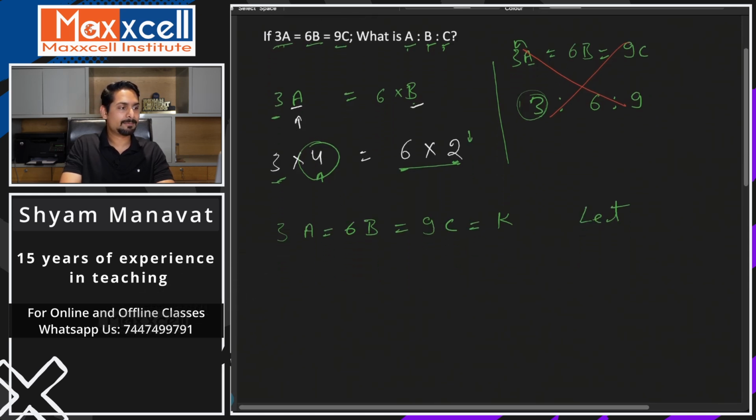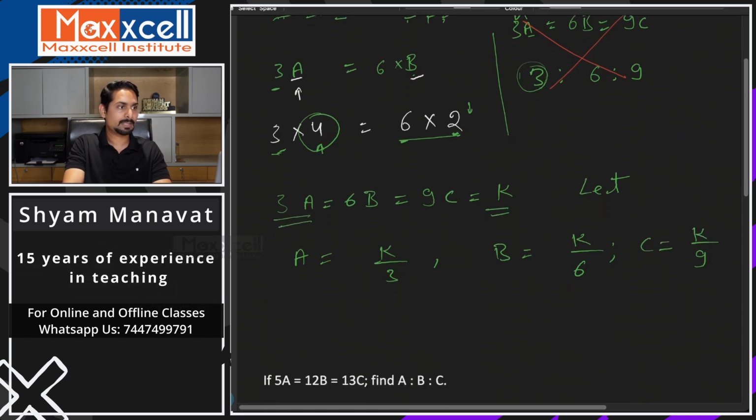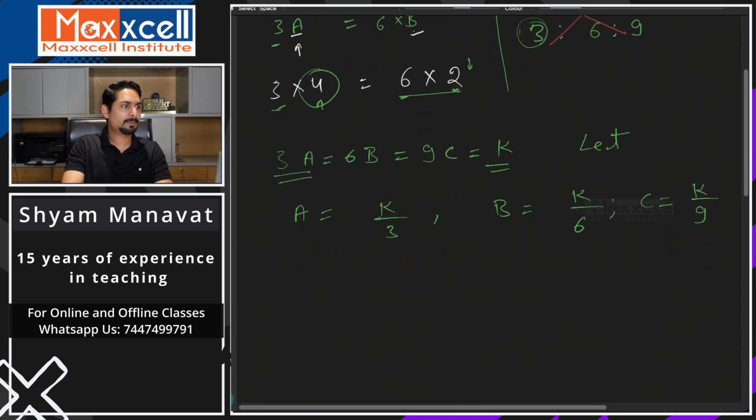If that is equal to k, in this case a will get you k upon 3, b will get you k upon 6, and c will get you k upon 9. Yeah, if 3a equal to k, so 3 will go down. I hope that this is clear to you. Let me write one more step so that it becomes clearer. So if I say 3a equal to k, I can say a equal to k by 3 with this relation.